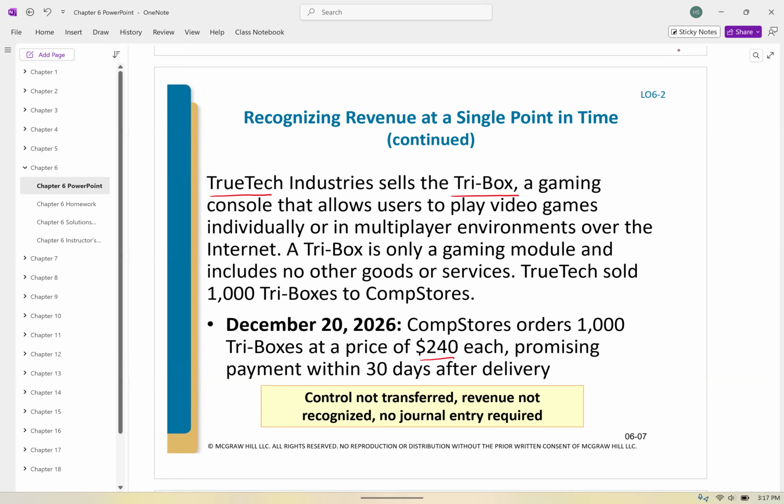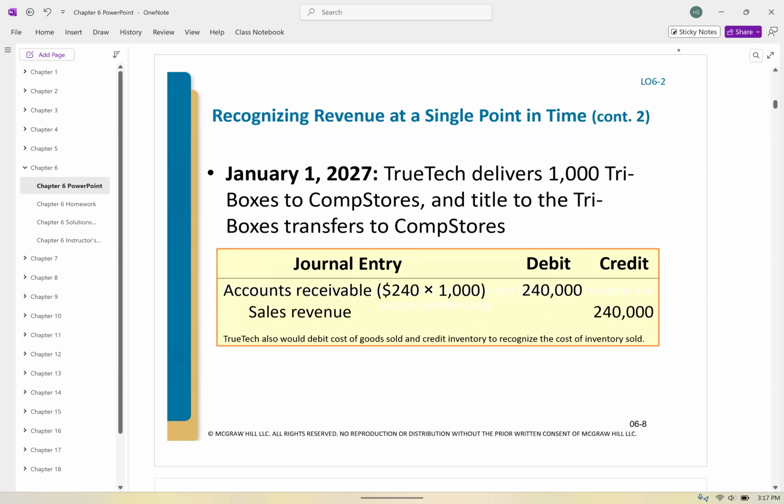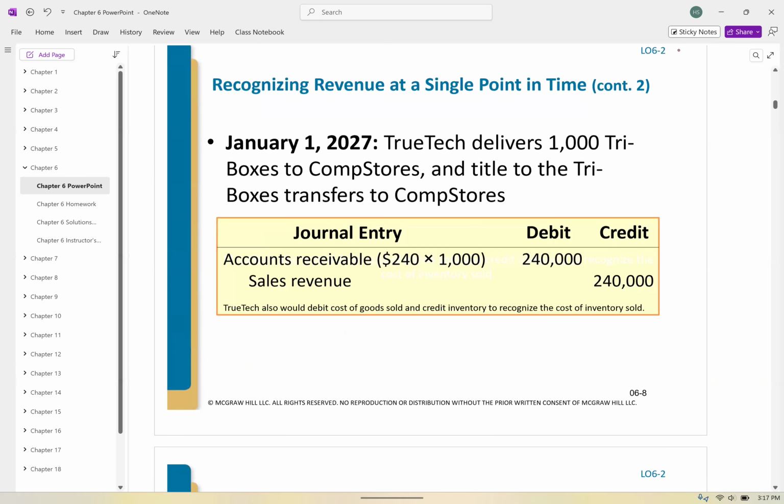Okay. So revenue isn't recognized right now because we haven't delivered the product. Okay. So we come down here to January 1st and the product is delivered. Those 1,000 boxes, at $240 each, which gives us accounts receivable debit of 240,000 and will credit sales revenue.